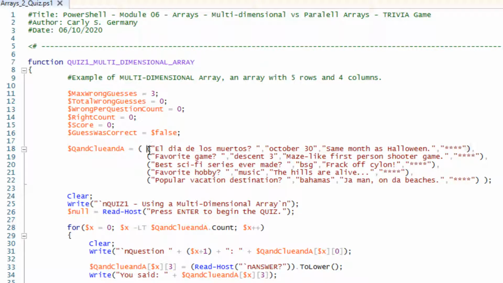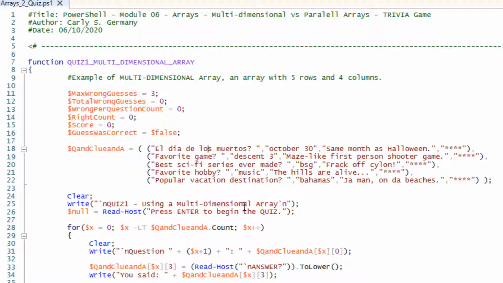So again, follow row 1, 2, 3, 4, 5. And then as the rows go down, the columns are in double quotes, 1 separated by a comma, 2 separated by a comma, 3 separated by a comma, 4. So 5 rows, 4 columns. Now remember, the index or the subscript value is always going to be off by 1, right? Humans start counting at 1, PowerShell starts counting at 0.